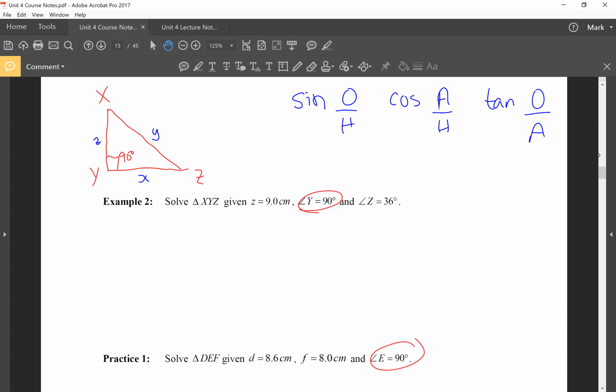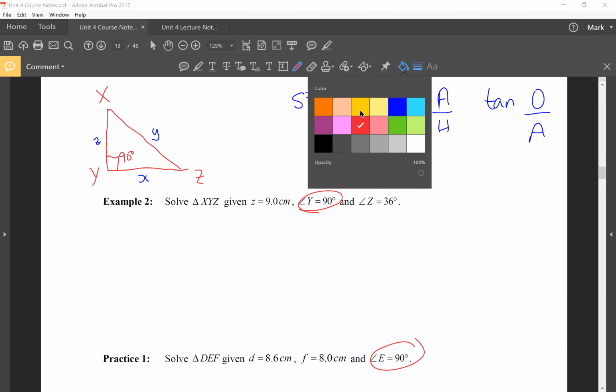I just picked sine because that's my classic. But I could have picked cosine. I could have picked tangent. Now, in example number 2, we don't even need to worry about that, because I can show you another way to do this. Sorry, just changing the color of my pen.